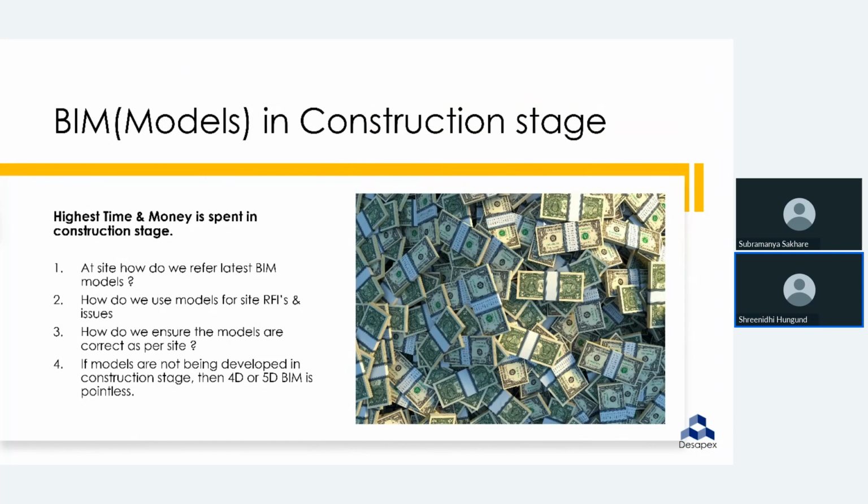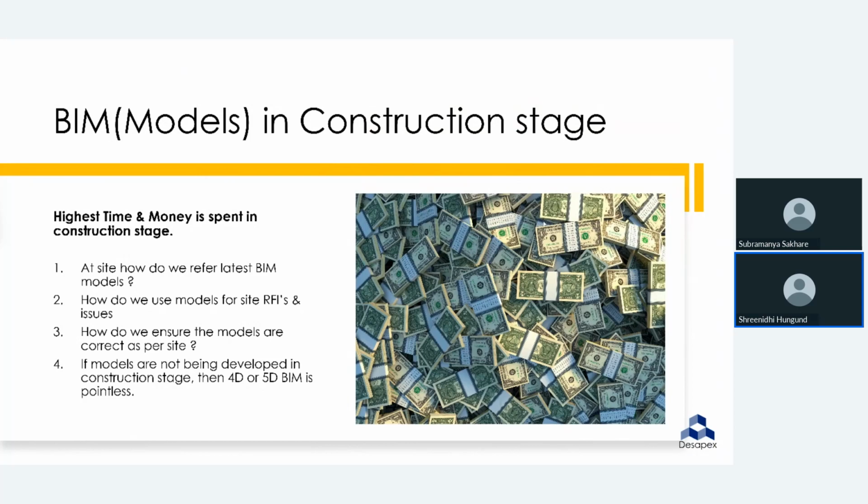Again, there are specific technologies which have to be used to use BIM models at site. How do we use models for site RFI issues? How do we ensure the models are correct as per the site? Most of the time there are two parallel activities. Construction has already started, but my BIM model does not reflect what is happening at site, or what is in the model is not matching the site. So there is always a gap between the site and the model. If the models are not being developed at the construction stage, then going for 4D or 5D is pointless.